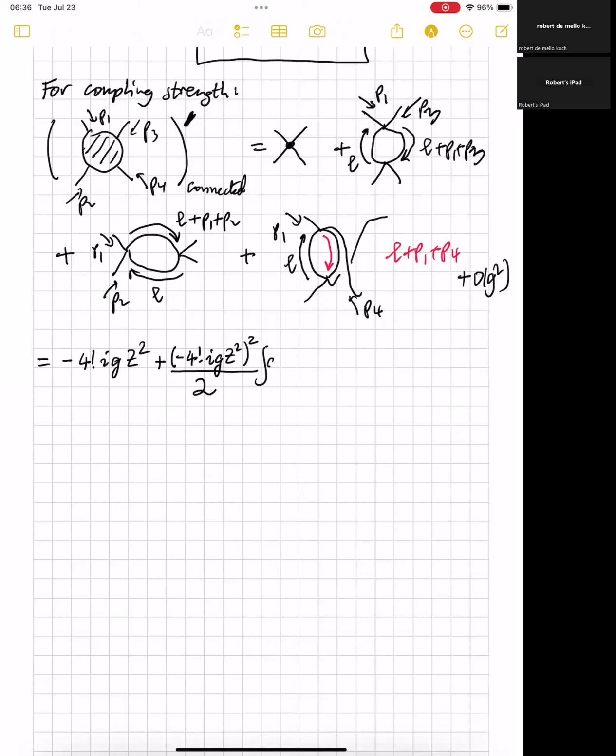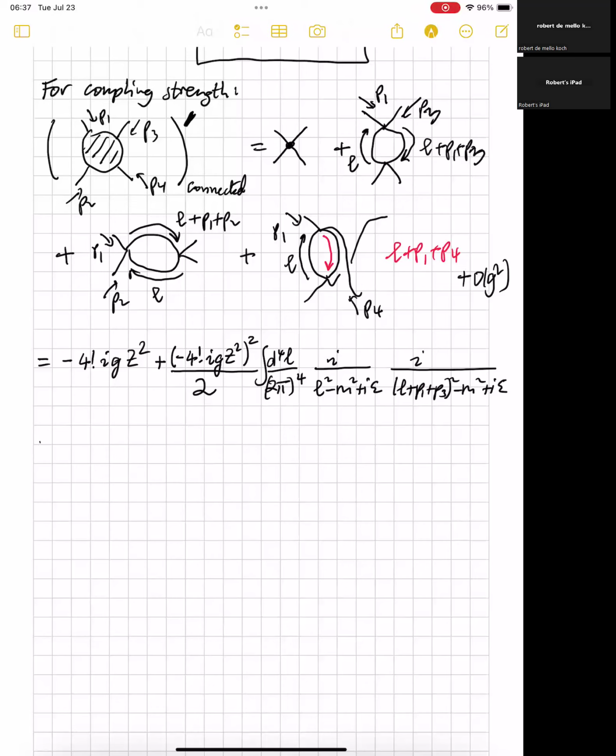Then we'll have an integral d4L over 2 pi to the 4, so integrate over the internal momenta. We'll have i over L squared minus M squared plus i epsilon, and i over L plus P1 plus P3 squared minus M squared plus i epsilon. And again, we don't include the external legs, so that's the complete expression for the second Feynman diagram. Now let's write down the expression for the third Feynman diagram.